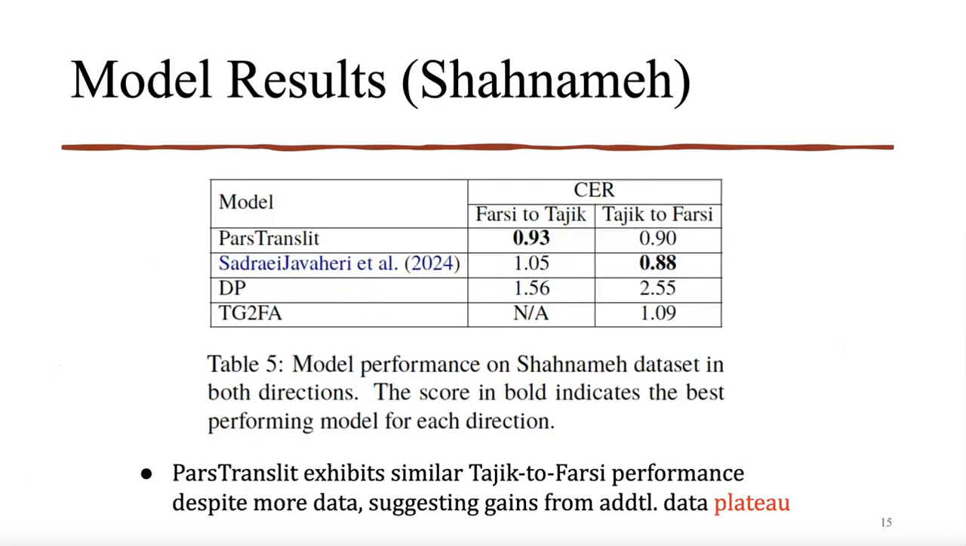Now looking at the final model, the Shahnama, we see that ParsTranslit again outperforms their model in the harder direction, Farsi to Tajik. But in the easier direction, we actually perform a tiny bit worse despite having more data, which suggests that these performance gains from additional data do end up plateauing at some point, at least in that easier direction.